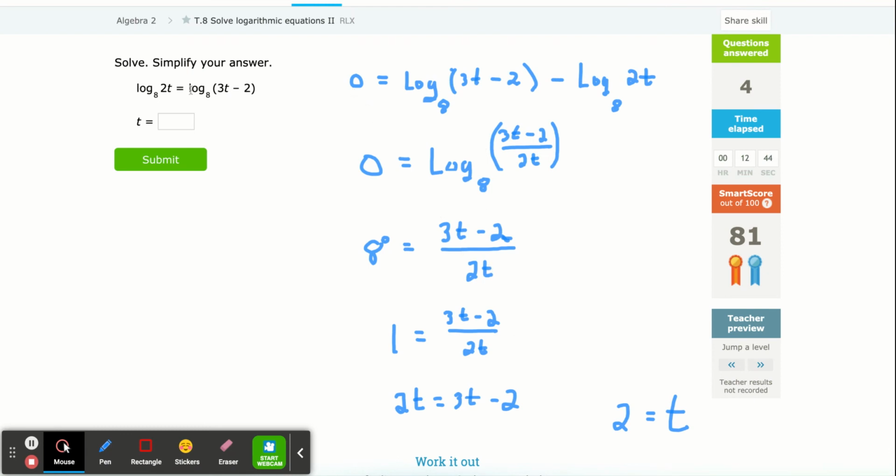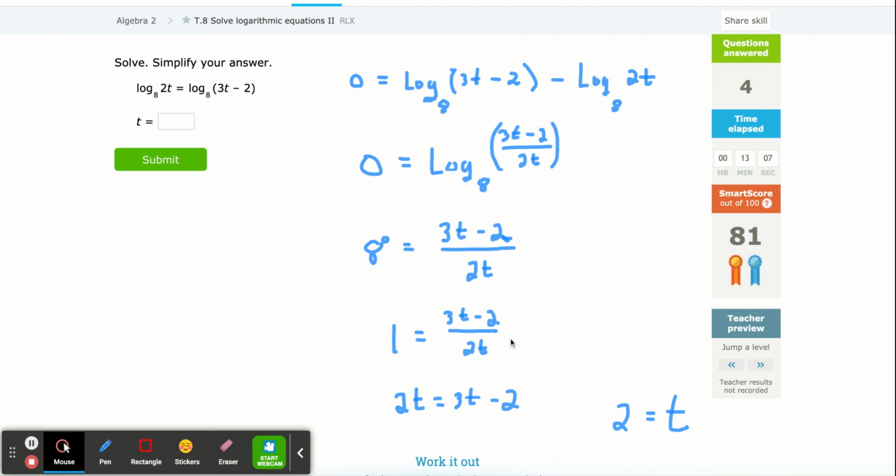But basically what I did is I minused this log that's on the left over to the right, used the difference property or the quotient property, and made it a single logarithm base 8 of (3t minus 2) over 2t. Now I took 8 to the 0 power. This is my base, this is my exponent, equal to this argument, (3t minus 2) over 2t. 8 to the 0 is 1, don't forget that.